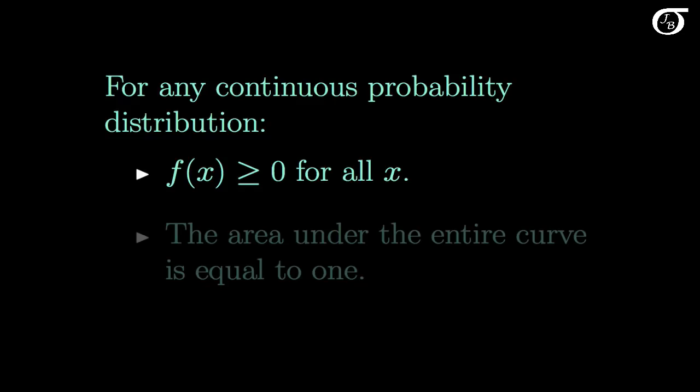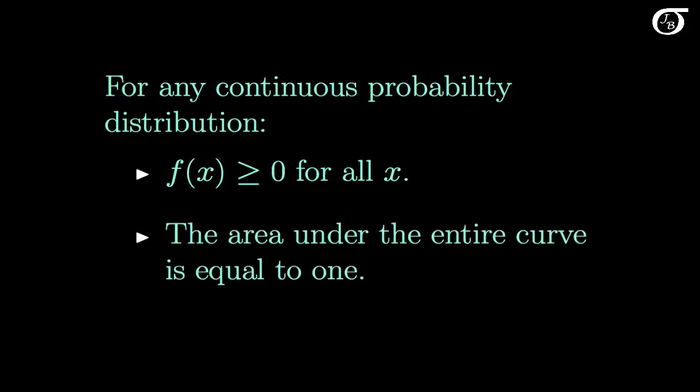For any continuous probability distribution, f of x has to be at least 0 everywhere. Note that there's no upper bound on it. It can take on values greater than 1. But one restriction is that the area under the entire curve is equal to 1. And so these two restrictions ensure that all probabilities lie between 0 and 1, and the probability of something happening is 1.